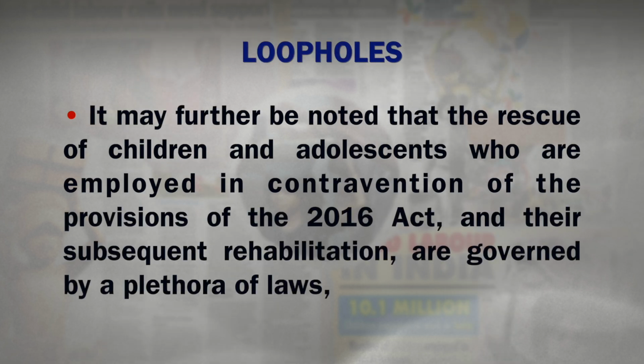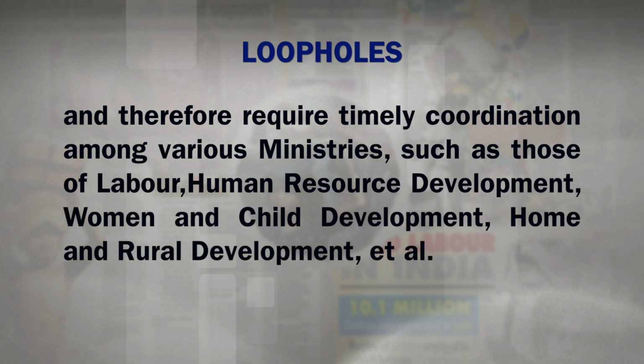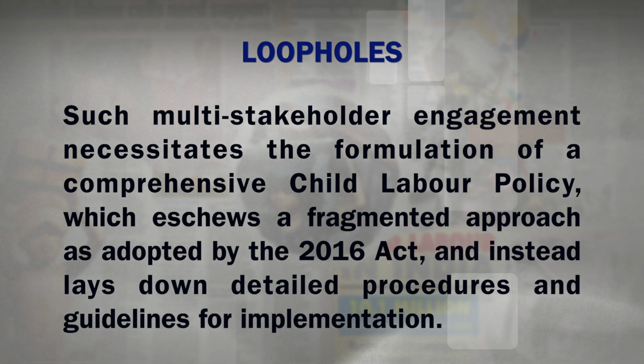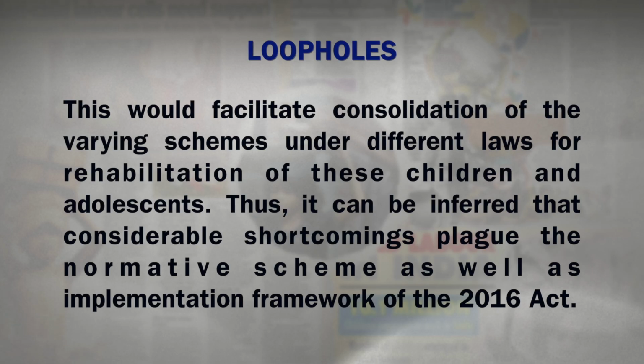It may further be noted that the rescue of the children and adolescents who are employed in contravention of the provisions of the 2016 Act and their subsequent rehabilitation are governed by a plethora of laws and therefore require timely coordination among various ministries such as those of Labour, Human Resource Development, Women and Child Development, Home and Rural Development et al. Such multi-stakeholder engagement necessitates the formulation of a comprehensive child labour policy, which eschews a fragmentary approach as adopted by the 2016 Act and instead lays down detailed procedures and guidelines for implementation. This would facilitate consolidation of the varying schemes under different laws for the rehabilitation of those children and adolescents.